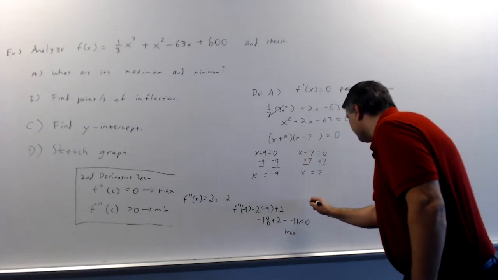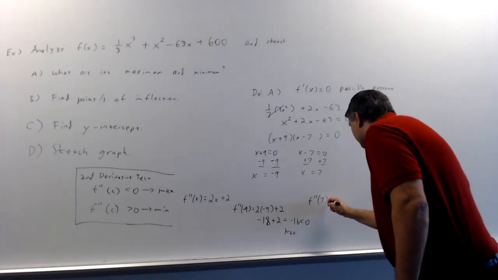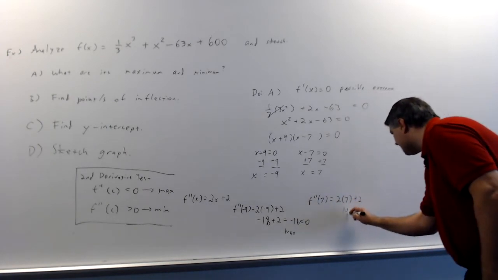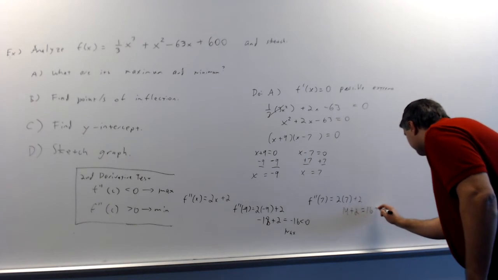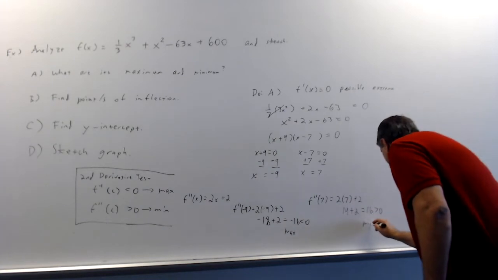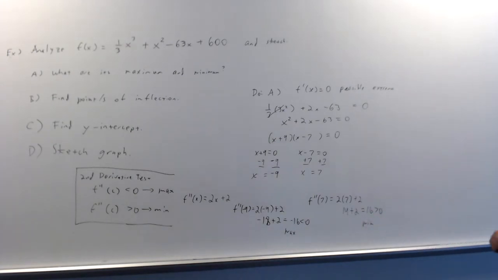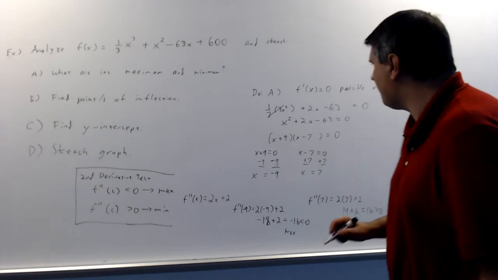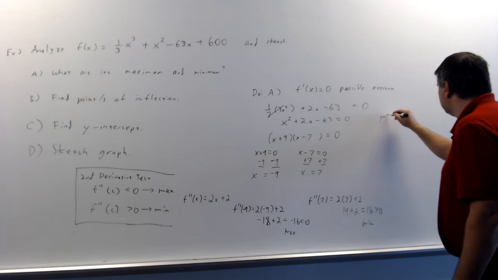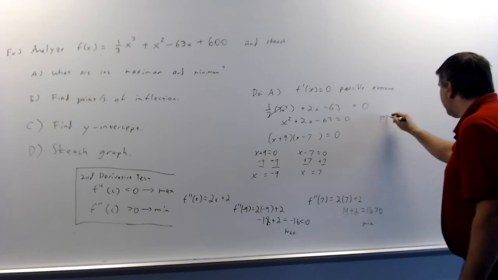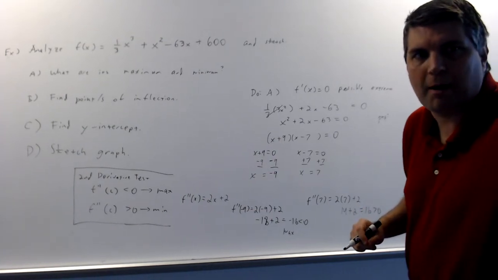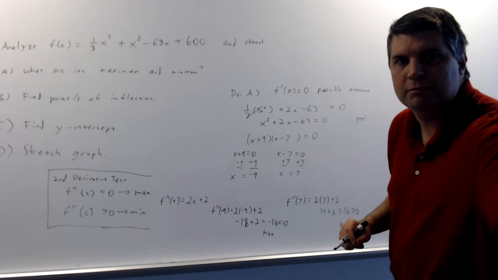This next one, f double prime of 7, will be 2 times 7 plus 2. 14 plus 2 is 16, greater than 0, that is a min. Okay, I know each of these is now an extremum, but there's more to it than that. I also have to get the points.